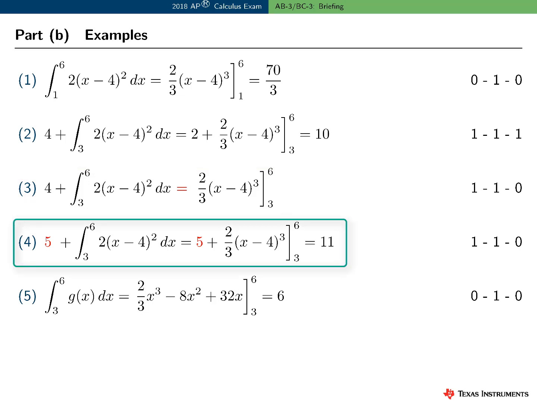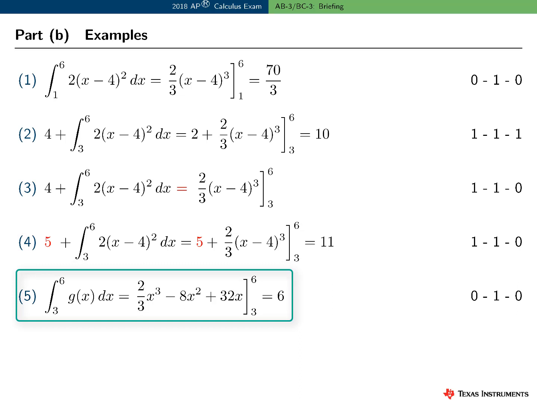In example 4, the 5 is incorrect, but this is sufficient evidence the student used the bounds 0 to 3. So they earn the split point and the antiderivative point, but not the answer point. And in example 5, there is no split point, but a correct antiderivative. This earns 0, 1, 0.